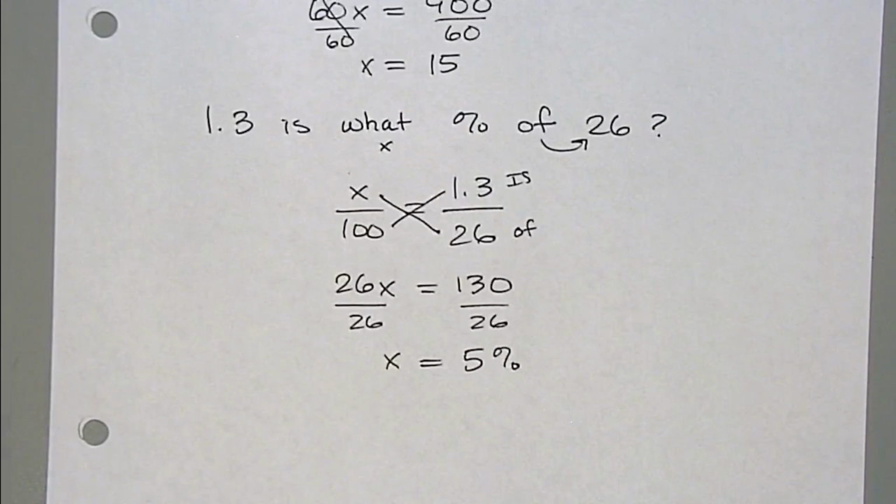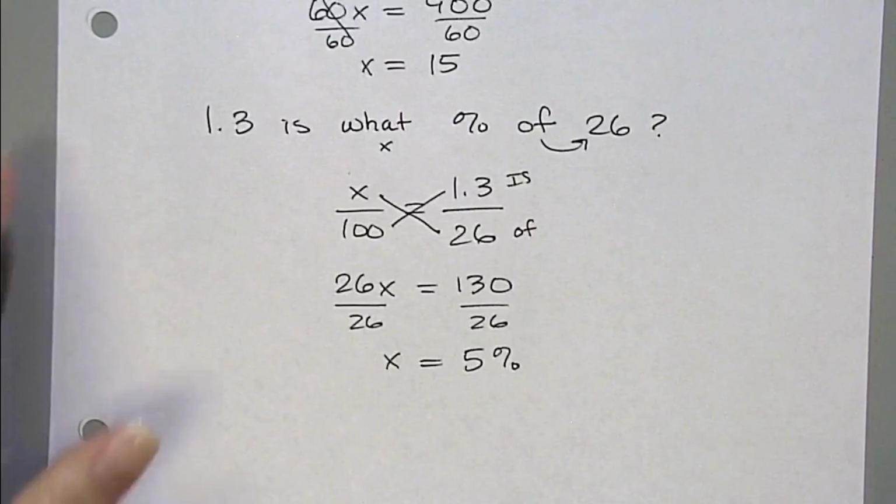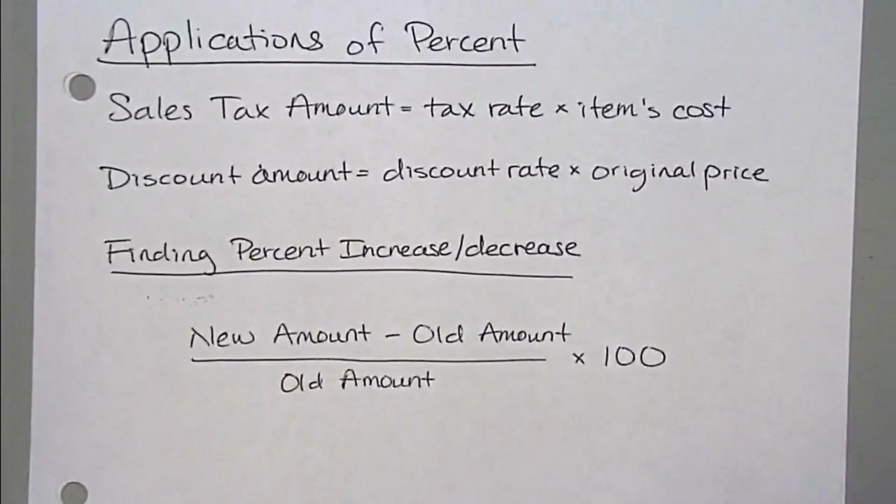So those are percent problems. You're going to have a few percent problems, and then you're going to have a couple application problems. Let me go ahead and write these formulas for your applications. I have a handout for you that has 3 application problems that we can do together. On the applications of percent, we have sales tax amount, which you get by taking the tax rate times the item's cost. The discount amount, you take your discount rate times the original price. Most of you have done that before in your everyday life.